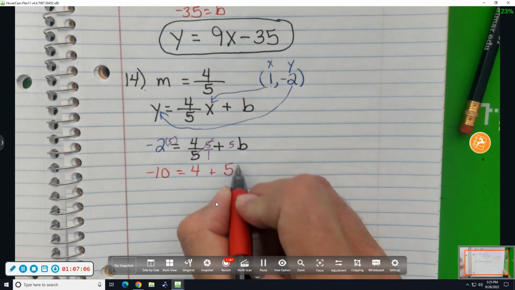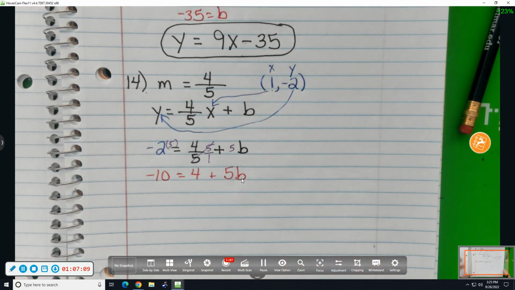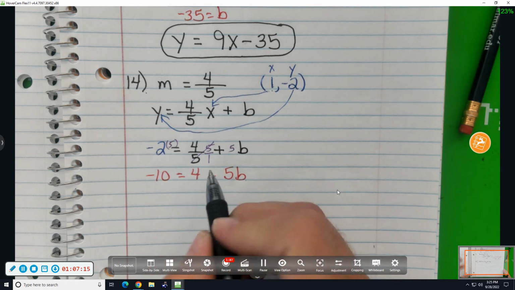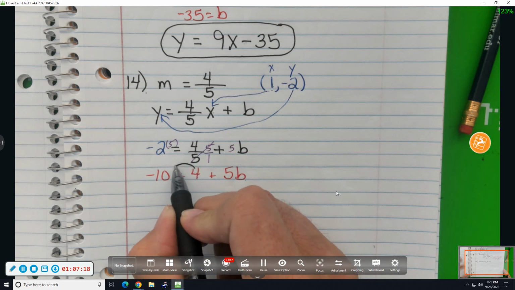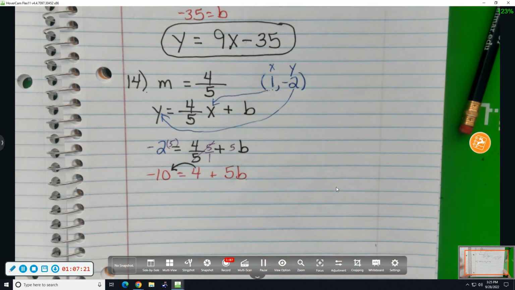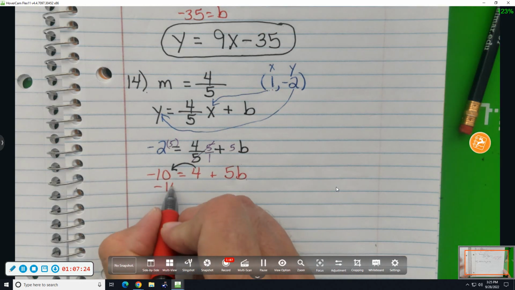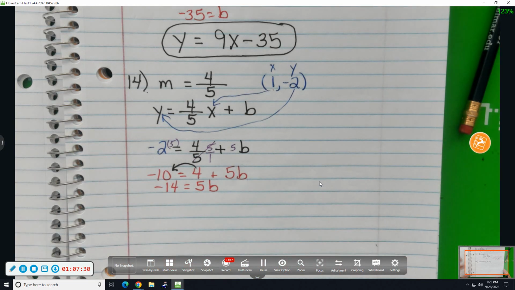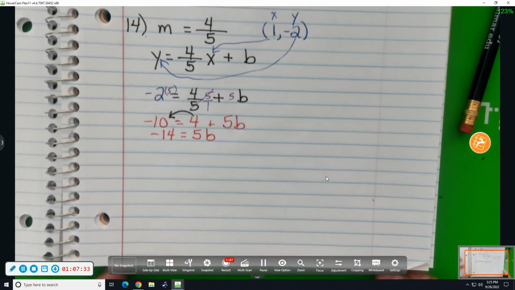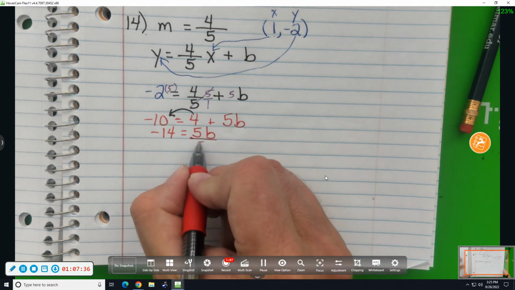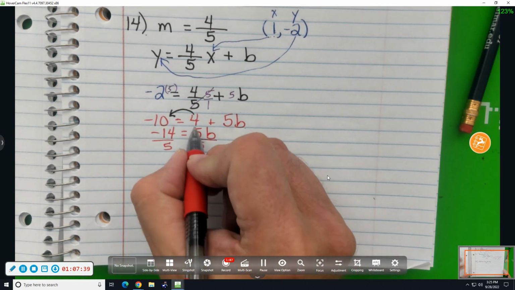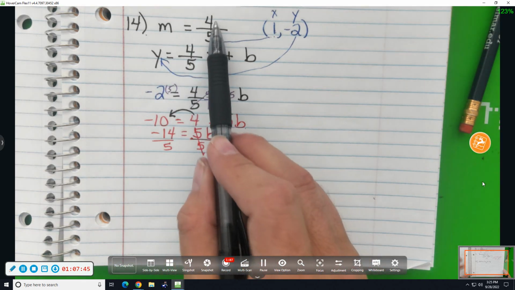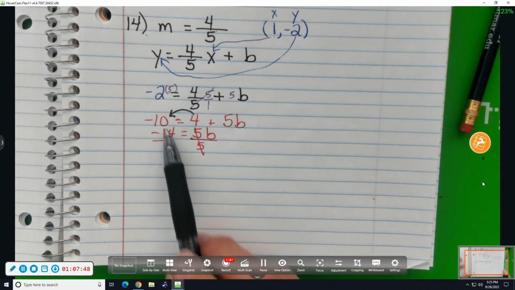Plus 5b. And you know how to solve for b now. You need to get that b term by itself so you can divide by 5. So what would I do now? I would subtract 4. Negative 10 minus 4, negative 14. Only one step left to find b. And what is it? Divide both sides by 5. So now I think we're ready to type in our answer. M is 4 over 5. B is a negative 14 over 5.